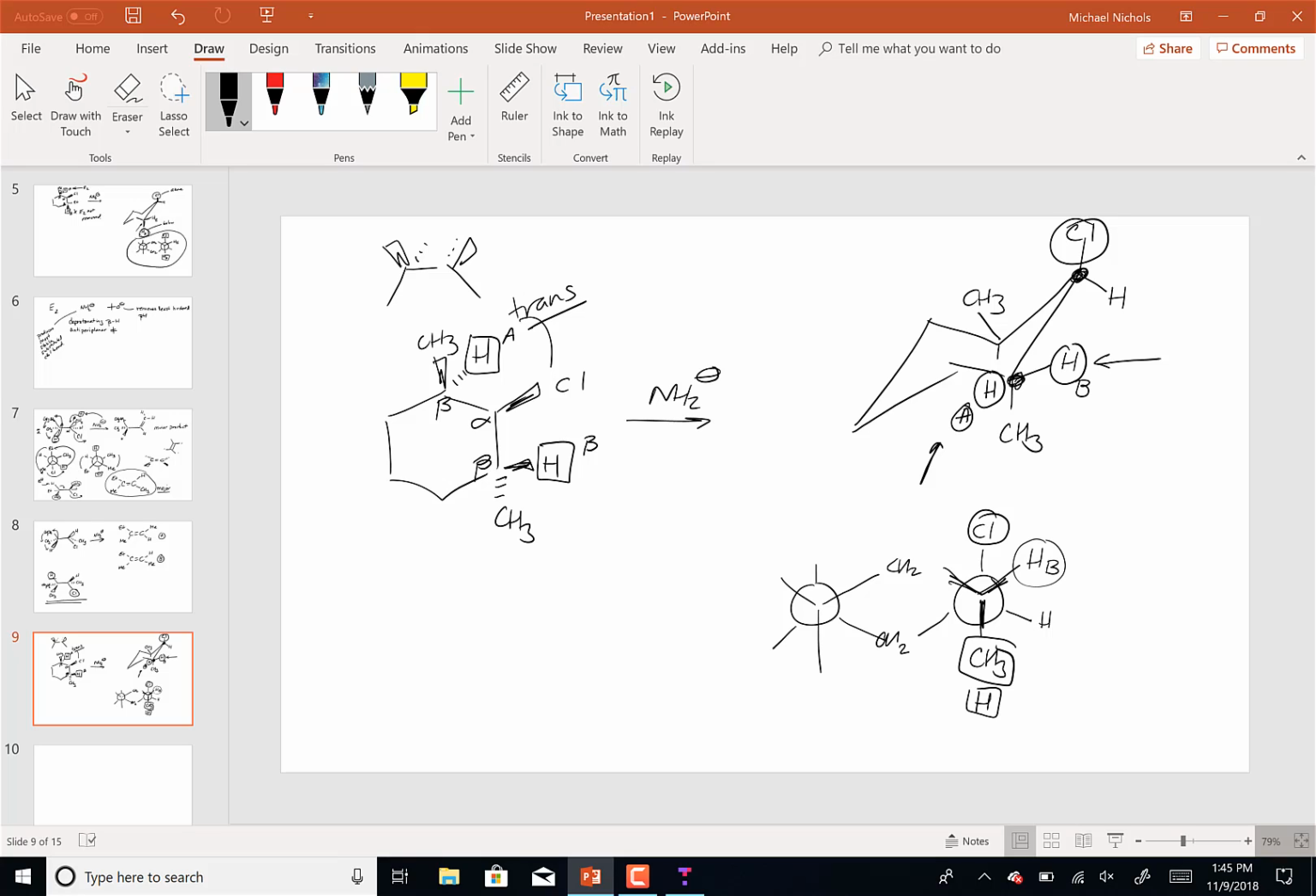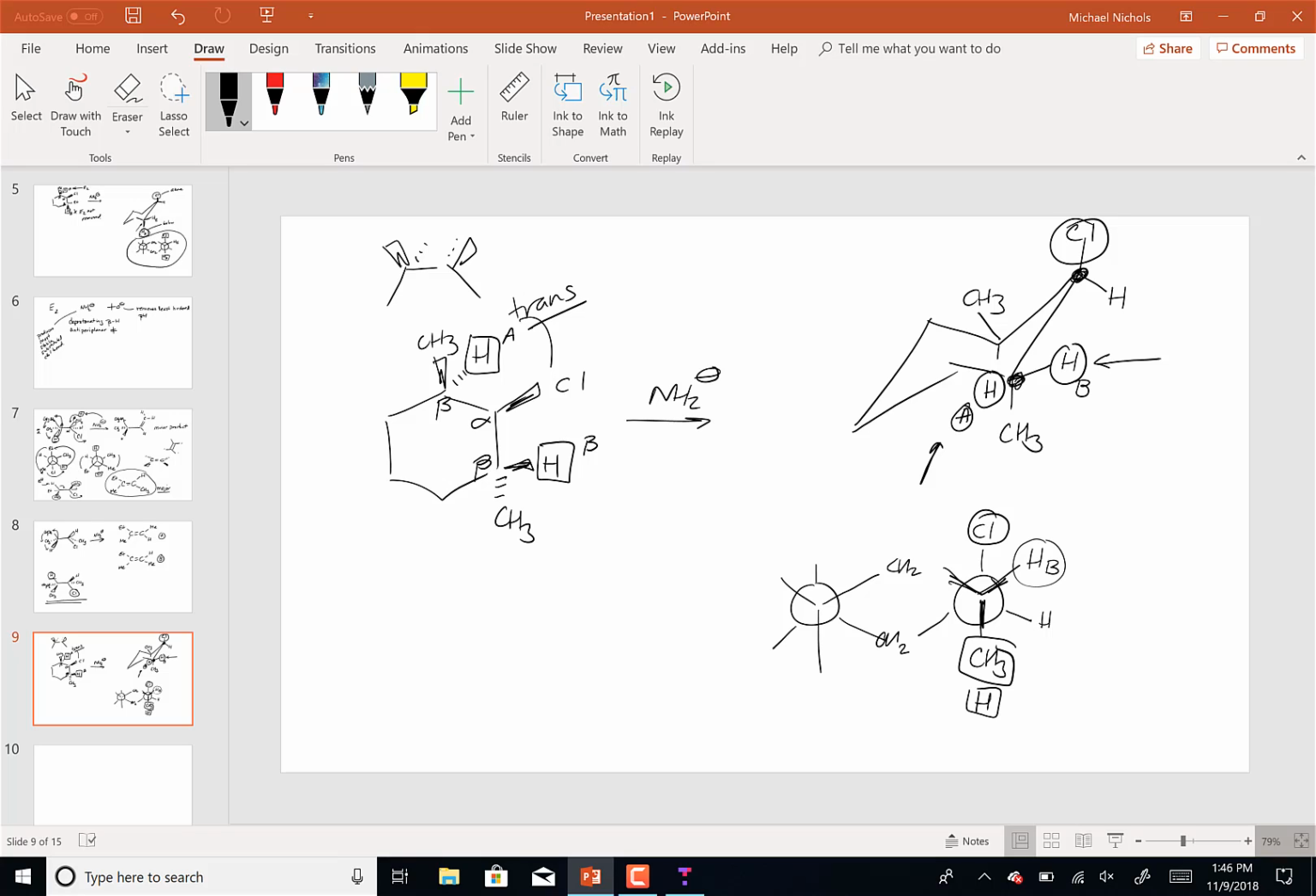So there's nothing here that says this will occur at room temperature. I might have to put a little heat into this to do a ring flip to get the chlorine in the axial position. But the hydrogen that's being removed is going to have to be trans and also in an axial position. So again, if you can't achieve the transition state, you can't get a reaction. So we're allowed to put a little bit of heat into this.